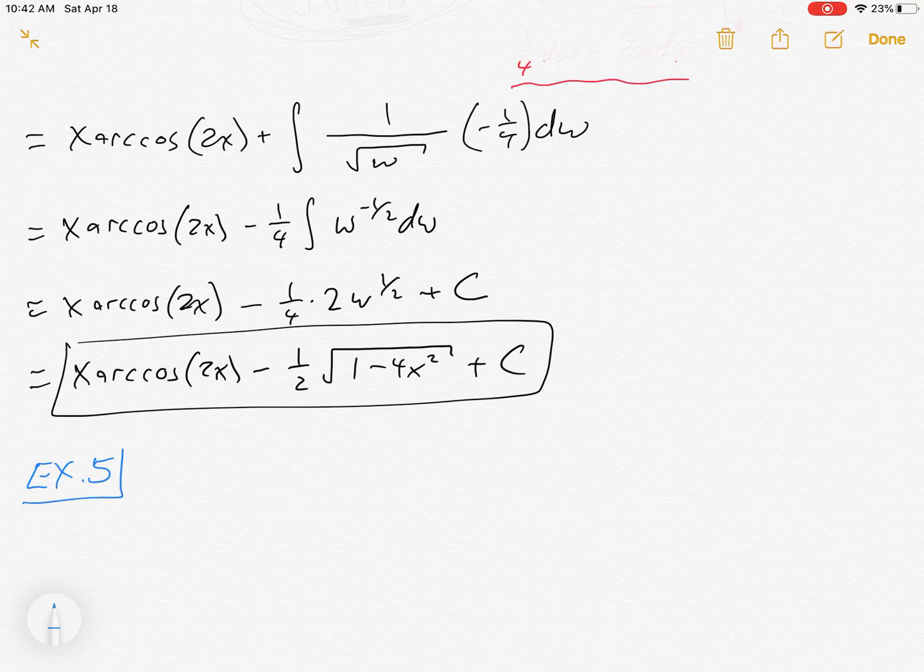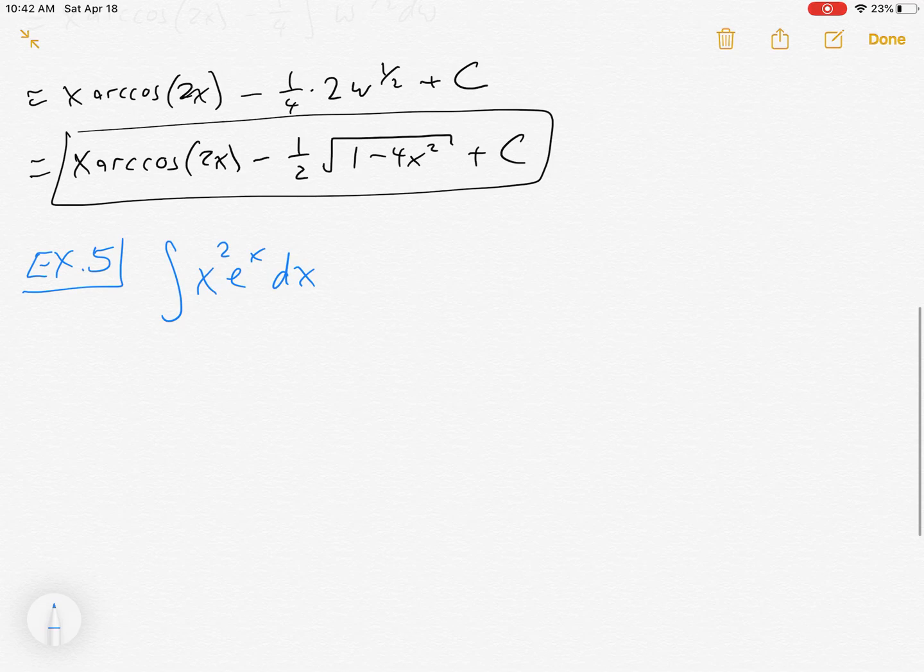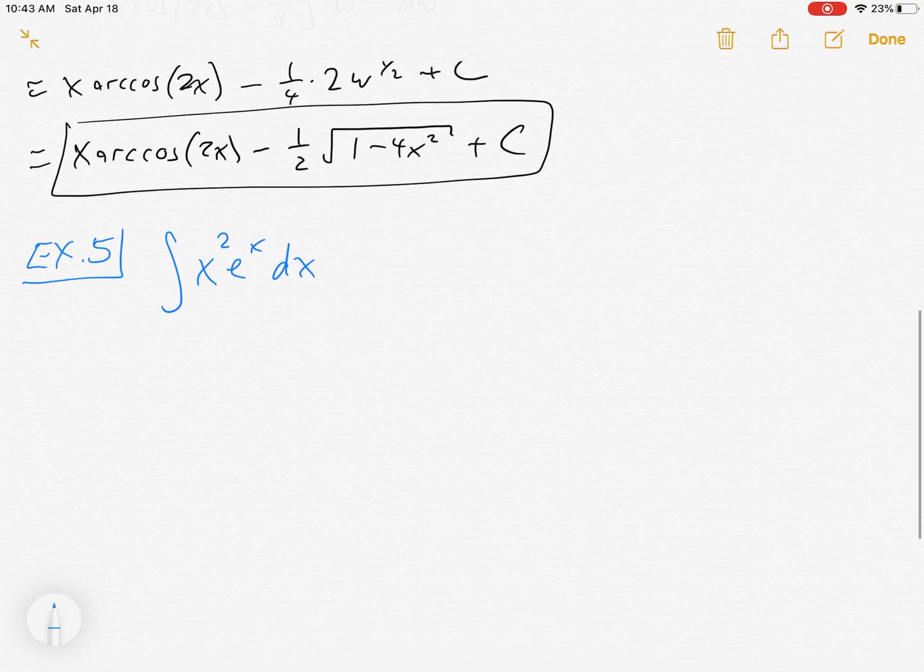Okay, let's do a couple more. This is kind of like one I mentioned at the beginning of class. Let's mix up the colors here a little bit. We'll call this example 5. The beginning of the last video, I think I mentioned integrating x e to the x. And we could do that. If you can do this, you can easily do x e to the x. It's actually one of the easiest ones possible. But I thought I'd mix it up a little bit and go x squared e to the x.